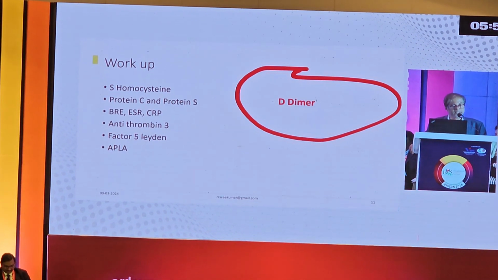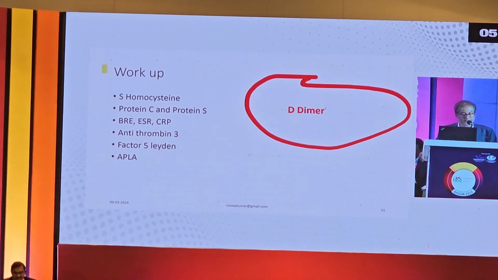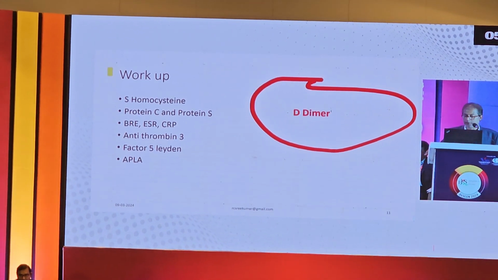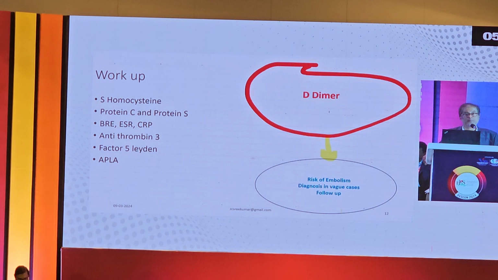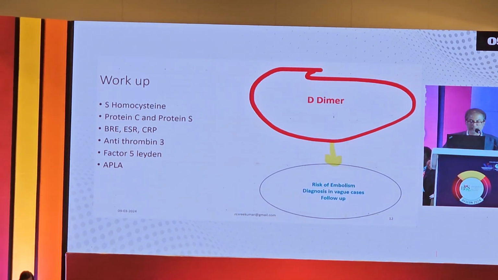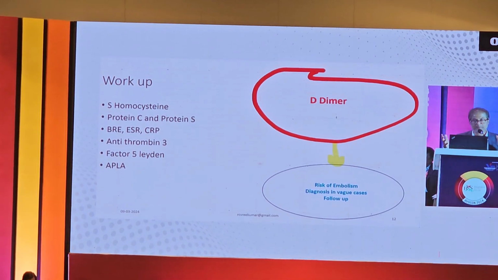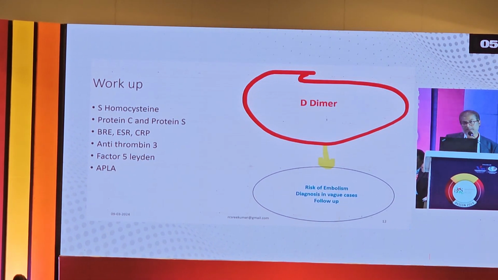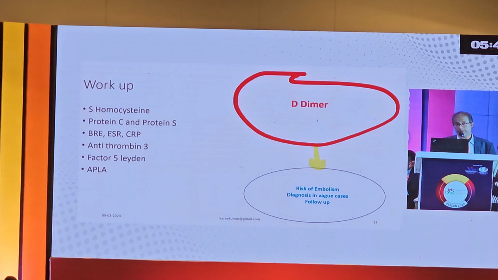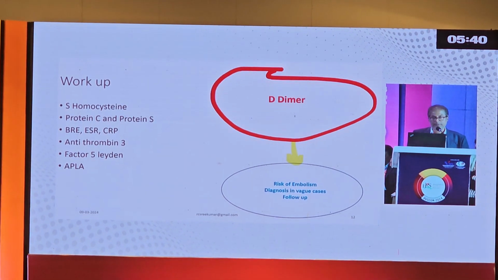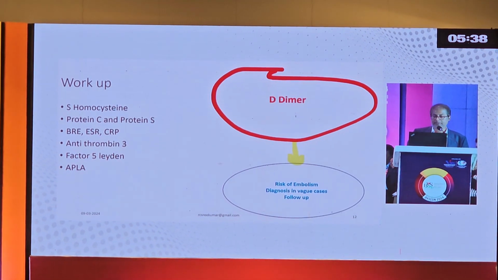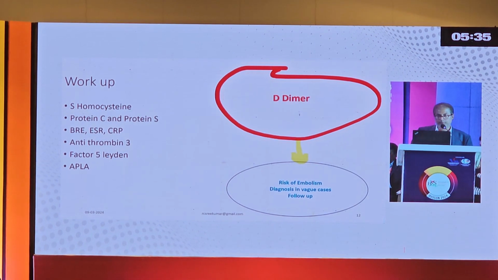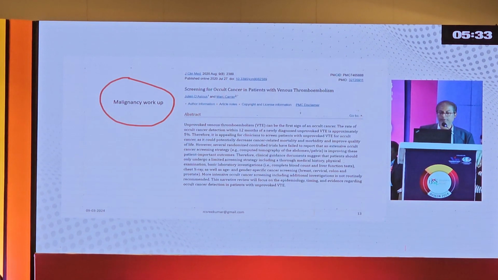And D-dimer. In all patients with acute DVT, you should look for the D-dimer test because that will give an idea about the risk of embolism. As the value of D-dimer goes up, that means a huge volume of thrombus is there, and the chance of embolism is there. And in rare cases where you're suspecting DVT and Doppler is not conclusive, you can look for high D-dimer values, particularly if not a post-operative patient. And D-dimer is important to follow up the patient, whether the treatment is adequate or not.